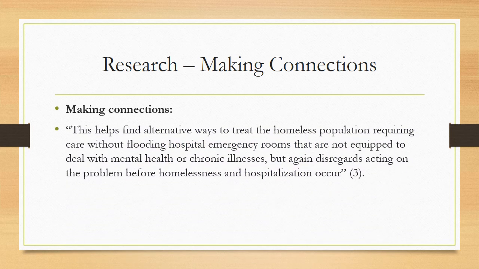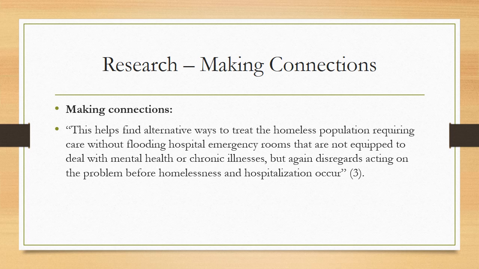Getting down to the student's third and final source, he says about this source, this helps find alternative ways to treat the homeless population requiring care without flooding hospital emergency rooms that are not equipped to deal with mental health or chronic illnesses. But again, disregards acting on the problem before homelessness and hospitalization occur. So the student has basically showed how three sources at this point, and remember, you only need three sources for your paper, all show reactive rather than proactive solutions. That's what they have in common. And he points out they have this in common because he uses the word again.